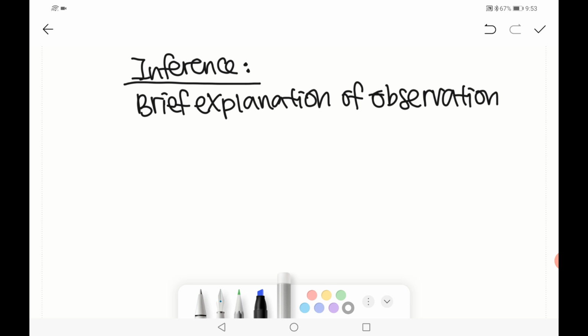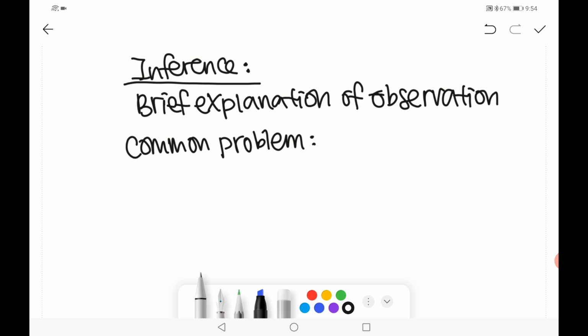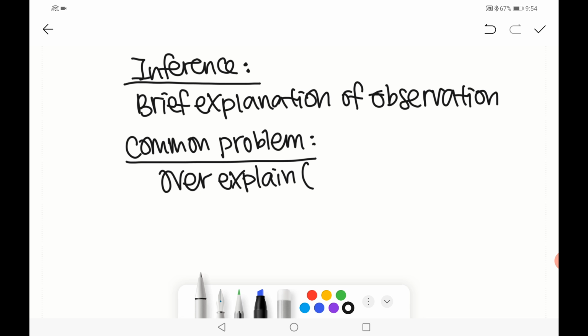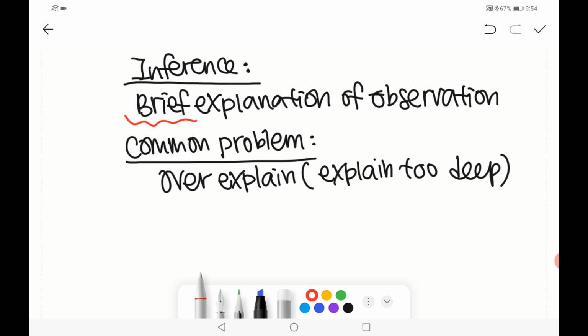What is a common problem when you come to inference? The common problem for many students is that they over-explain. Over-explain means that they explain too deep, a too deep explanation. You shouldn't explain so deep when you come to inference. It should be a very brief explanation. What do we mean over here?